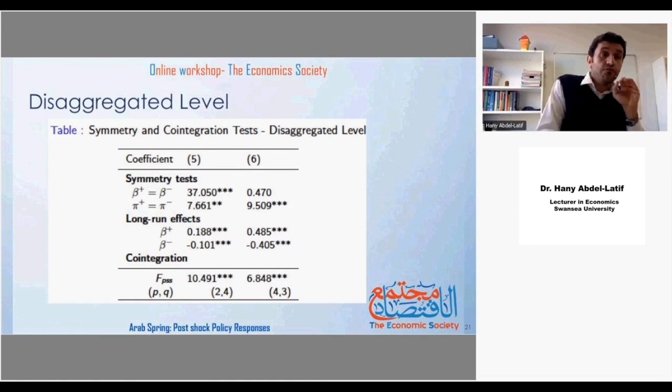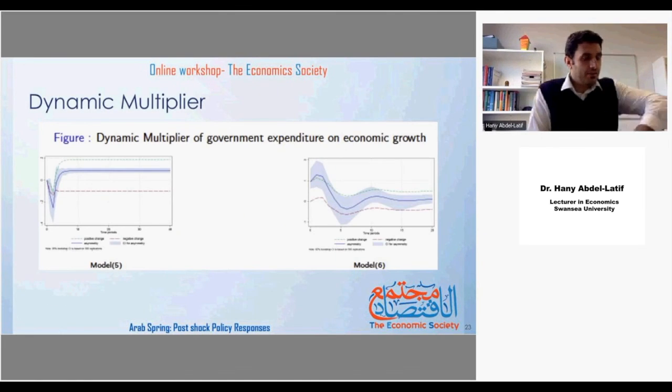So in model 5, looking at government spending on education, the asymmetric impact happens in the long run and in the short run. But these asymmetries do not happen in the case of military expenditure, where they happen only in the short run. So the impact of positive and negative changes in government spending on military has an impact only in the short run, not in the long run. Okay, so let's look at the dynamic multiplier.